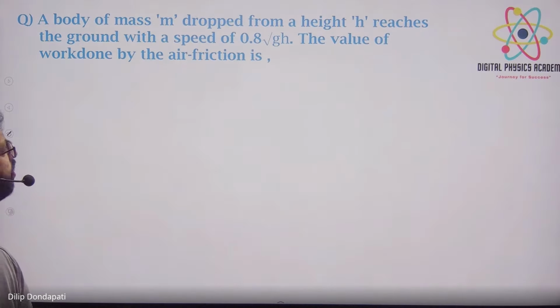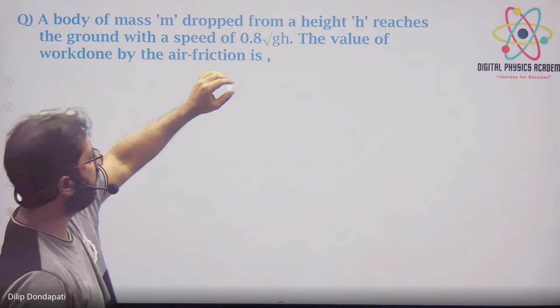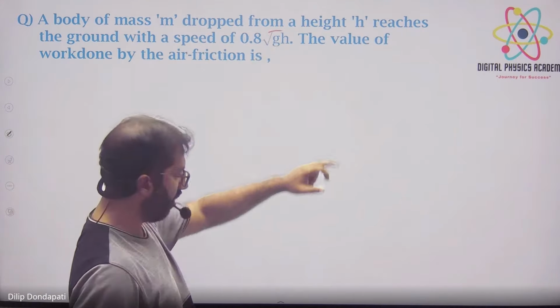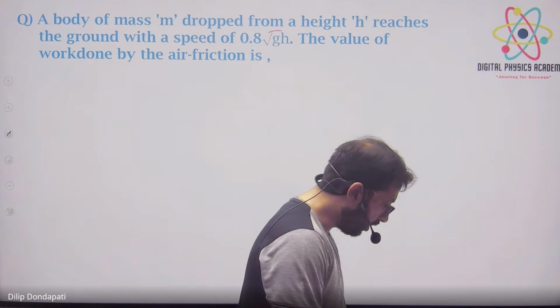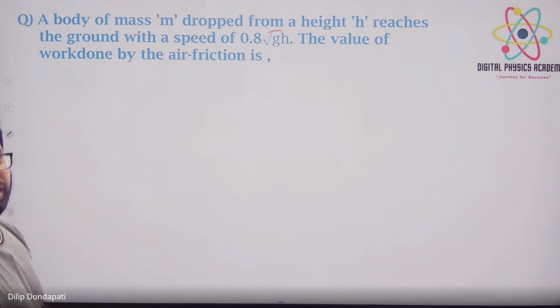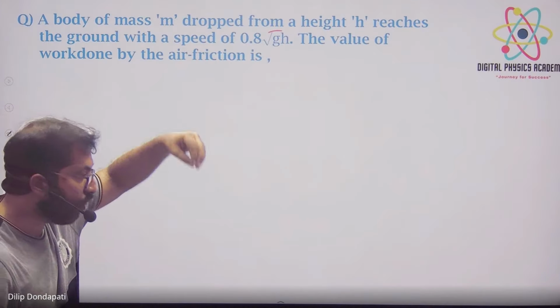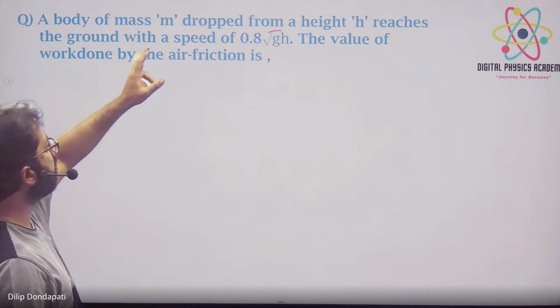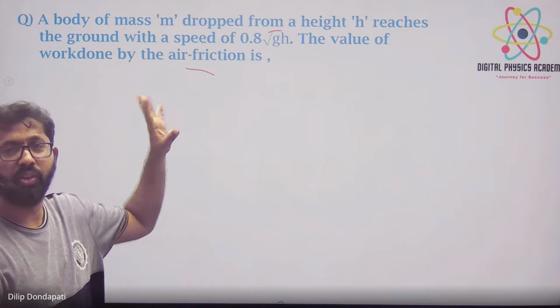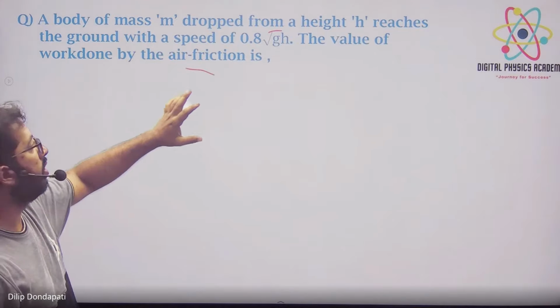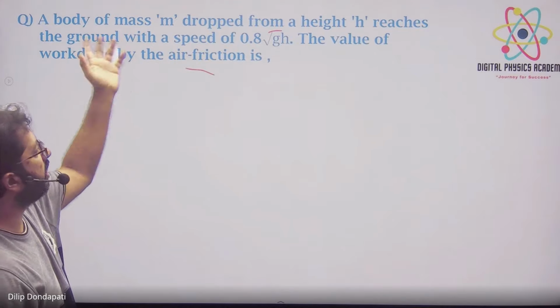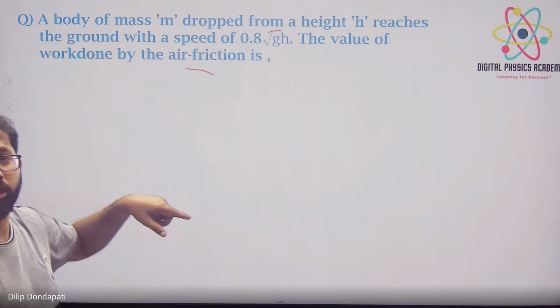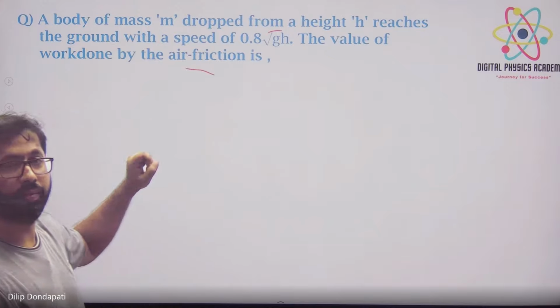A body of mass m dropped from a height h reaches the ground with a speed of 0.8 root gh. Calculate the value of work done by air friction. When the object is falling, air friction is acting. He is telling to calculate the work done by air friction. We don't know the force of air friction, and displacement is h, but even though we don't know the force, we can find the work done.